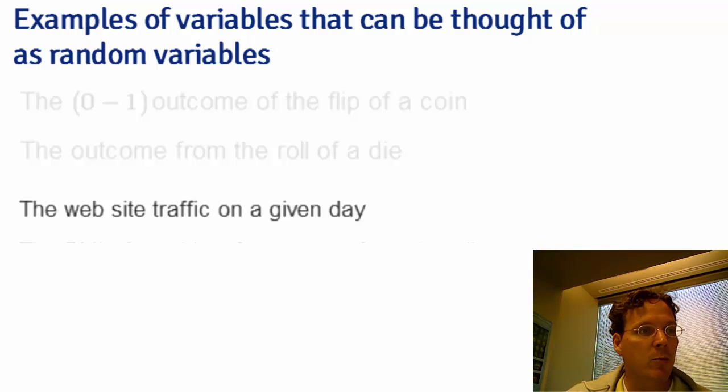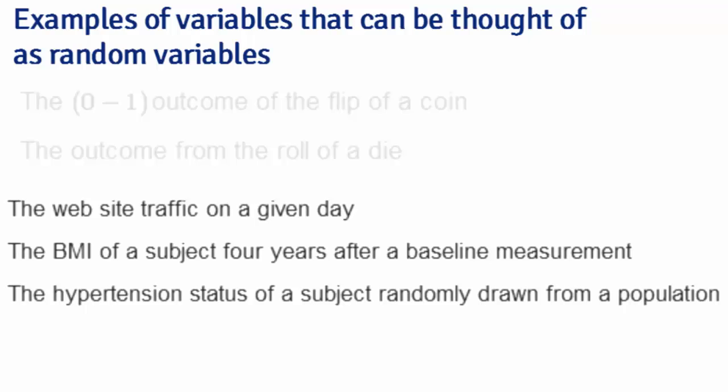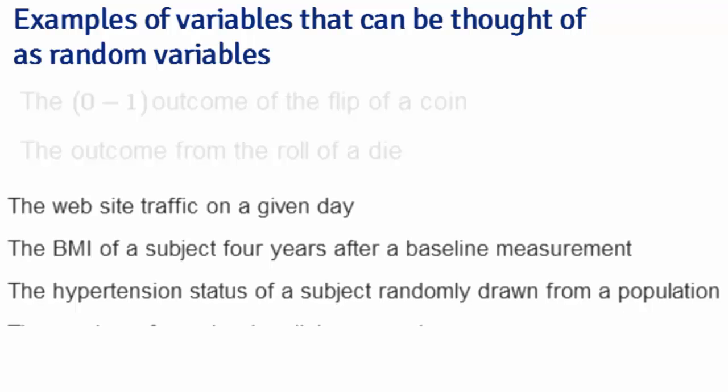The BMI of a subject 4 years after a baseline measurement is a somewhat random example I came up with, and in this case we would likely model BMI, body mass index, as a continuous random variable. The hypertension status of a subject randomly drawn from a population could be another random variable. Here we might give a person a 1 if they were diagnosed with hypertension, and a 0 otherwise. So this random variable would be modeled as discrete.